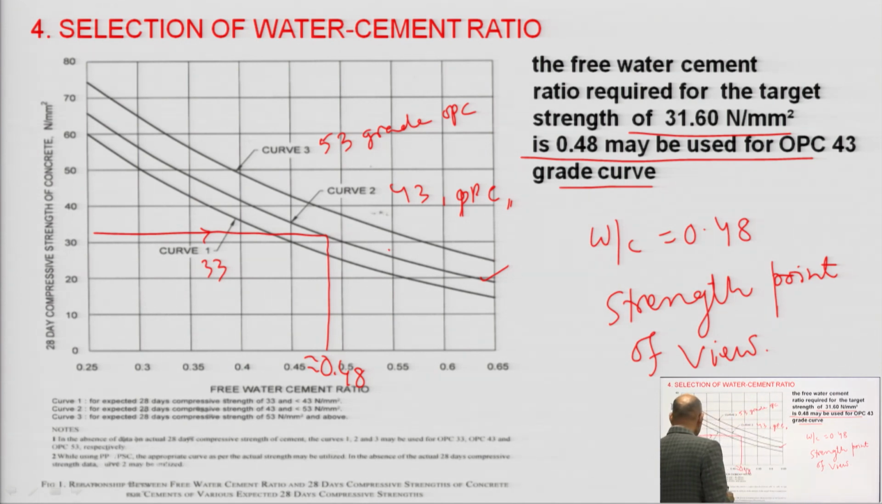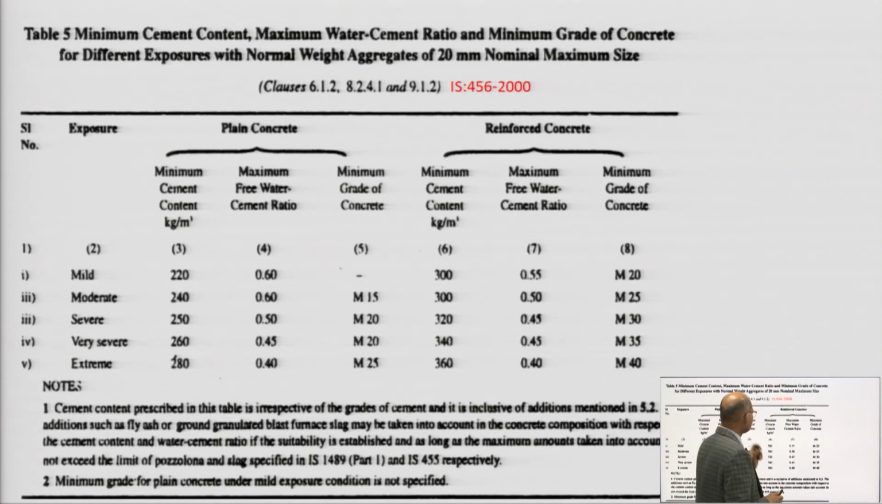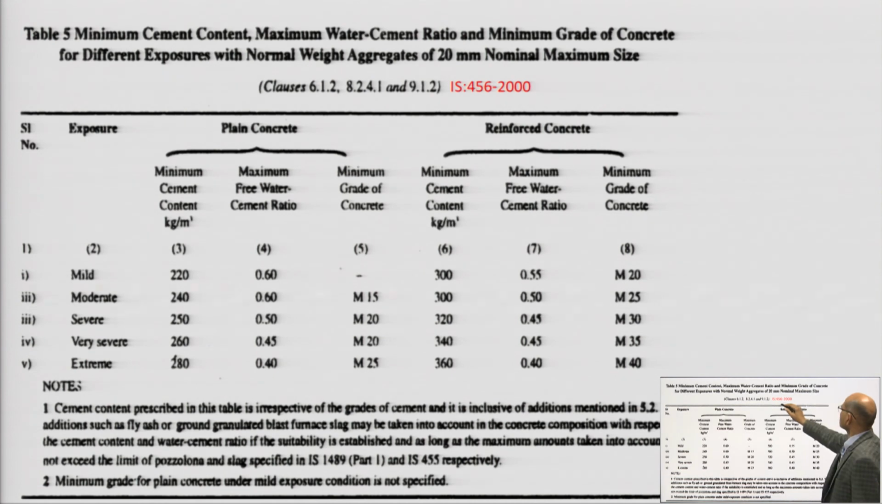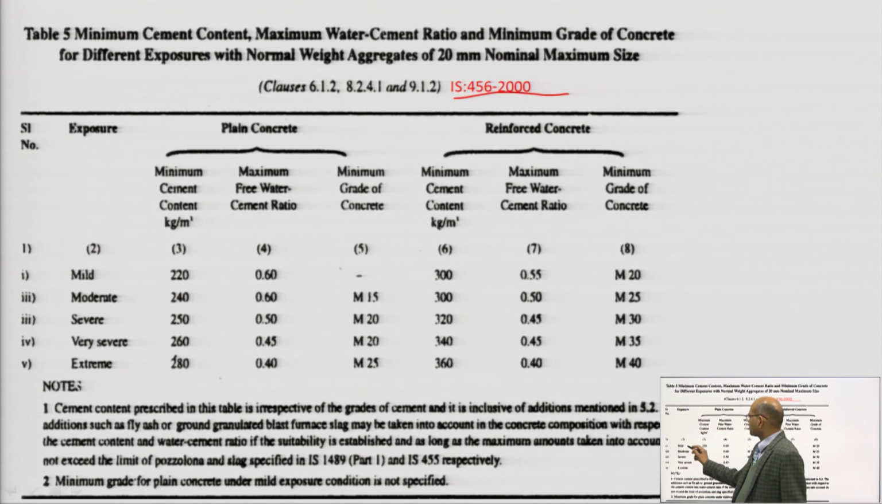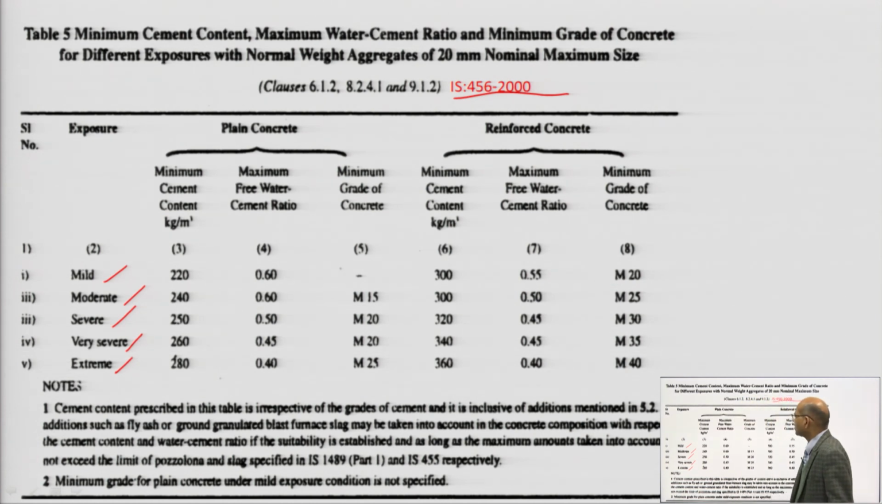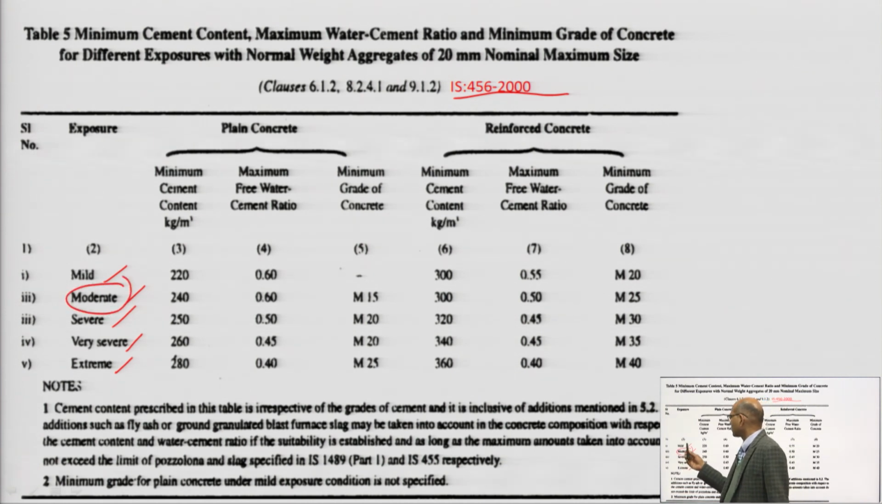Okay. So, you see here another table you check here. This is the table we have taken from the IS 456-2000. So, we have 5 exposure conditions. The exposure conditions are mild, moderate, severe, very severe and extreme. So, from the field we have got the data that our concrete has to be used in moderate condition. The definition of moderate is also given in IS 456.